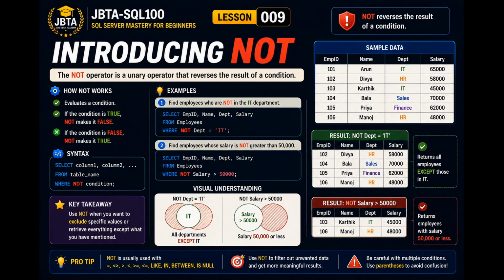Key points to emphasize. NOT reverses the result of a condition. True becomes false. False becomes true. NOT is commonly used to exclude specific values. It can be combined with other SQL operators for more advanced filtering. Golden rule. Think of NOT as the opposite switch. It simply tells SQL Server, "Return everything except what matches this condition."